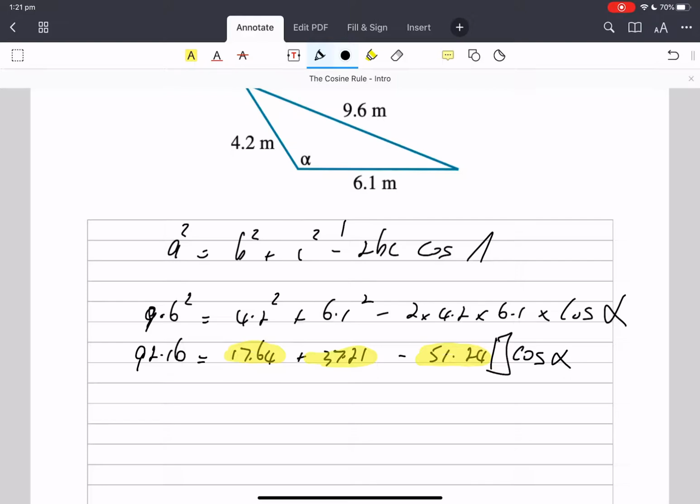Sometimes, because a lot of the times it's going to be a negative number, they will just add it to this side or subtract it to this side, and their next line will just be cos alpha equals this number. And it's clearly not, because this 51.24 is connected to the cos, and it's the coefficient of cos alpha. So please take your time, even if you're in grade 12.